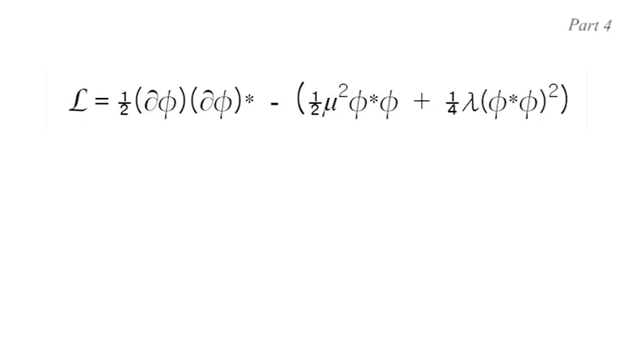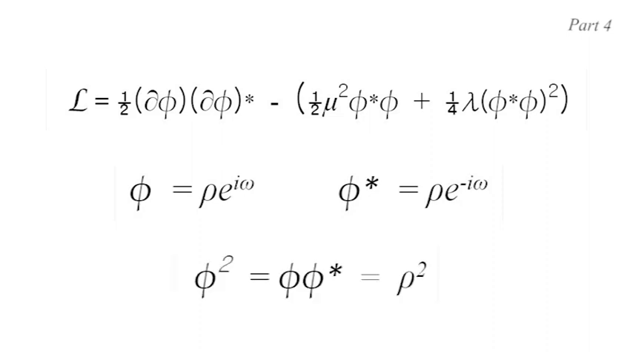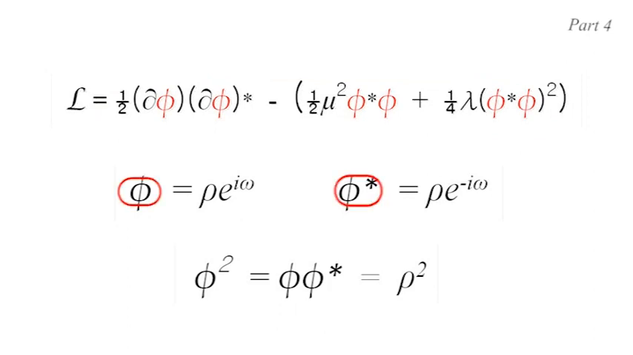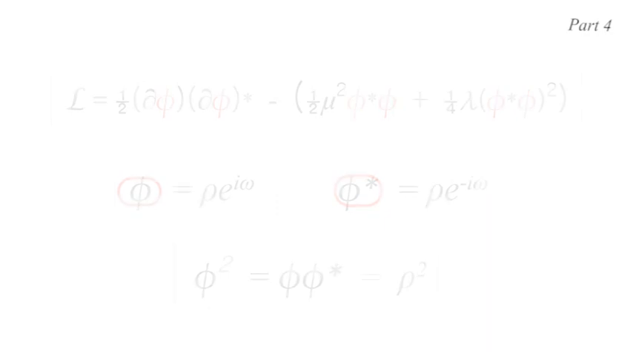Recall that the Lagrangian density of a complex scalar field is given by this expression. Remember too that in polar coordinates, phi and its complex conjugate phi star are given by rho e to the i omega and rho e to the minus i omega. And the square of phi is given by rho squared. So if I take the expression for the complex Lagrangian density and substitute for phi and phi star the polar coordinate expressions for them, it gives me this expression.